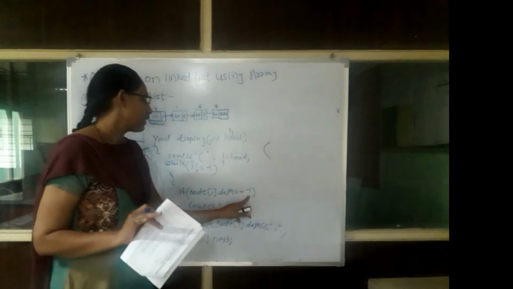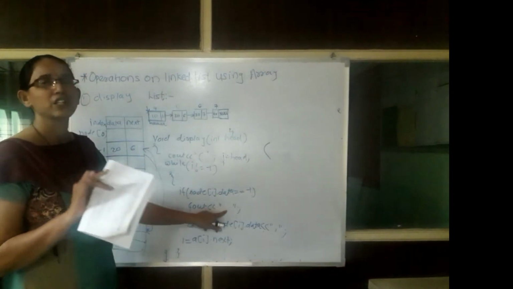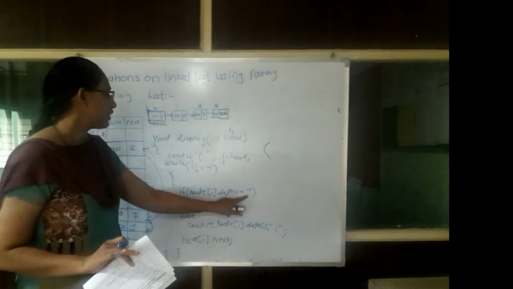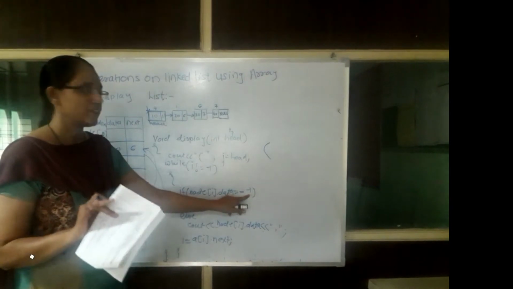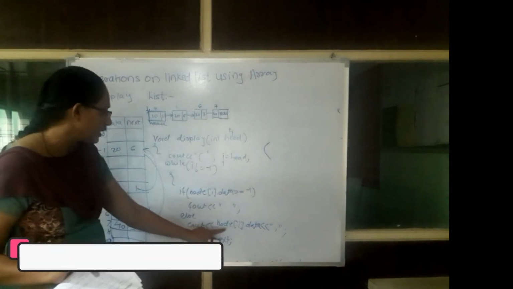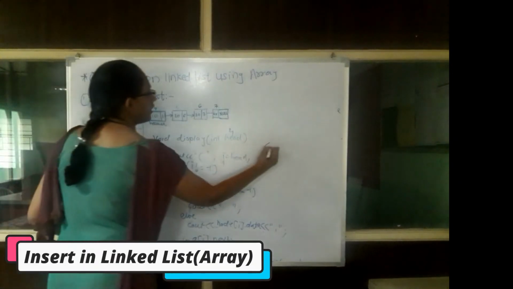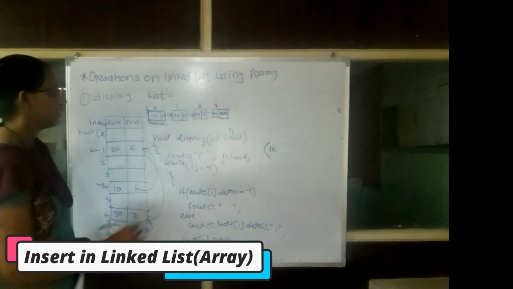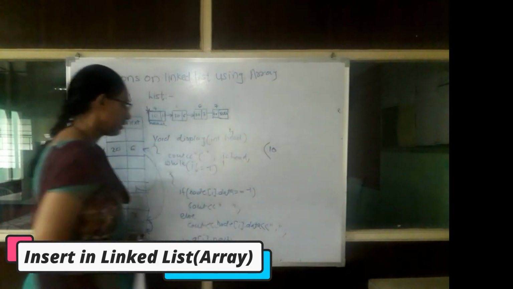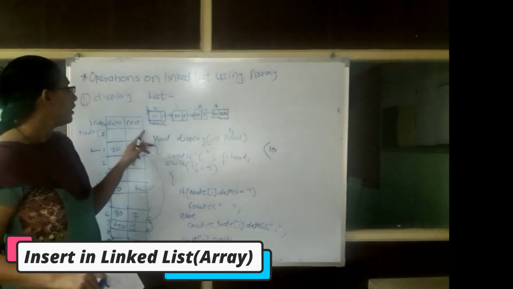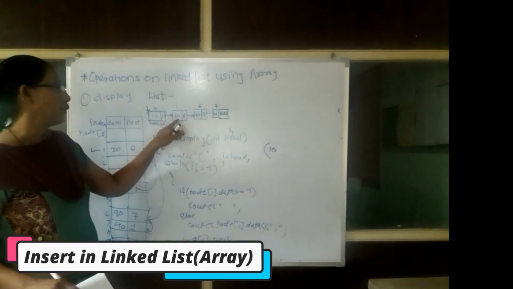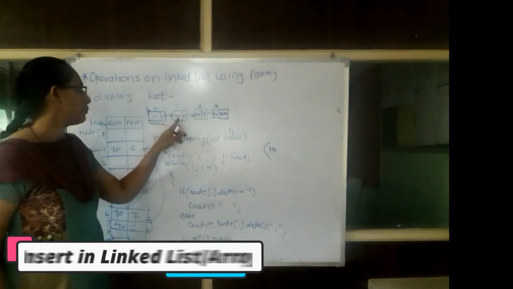If it is, then we are printing just blank. If it is not -1, means if there is a value, then we are printing that data. Okay, so at node 4 what is data? 10. So 10 gets displayed here. After that we need to print 20. After 10 we need to print 20.